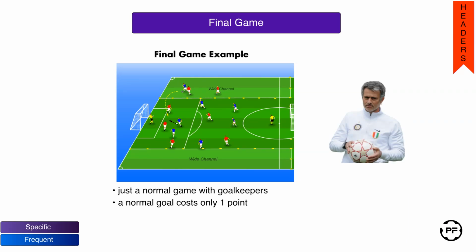However, a normal goal scored by foot costs only 1 point, whereas a cross from a wide channel followed by a header will result in a 5 points advantage. Again, this is very specific to the heading skill, and headers are supposed to occur frequently because players are motivated by a potential 5 points advantage.